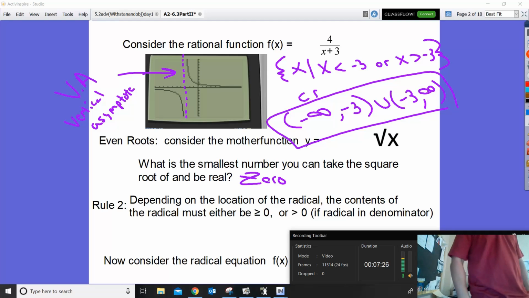Or greater than. If the radical happens to be down in the denominator, you can't say equal 0. You can have a radical in the denominator when you talk about numbers, no. Function, yes.